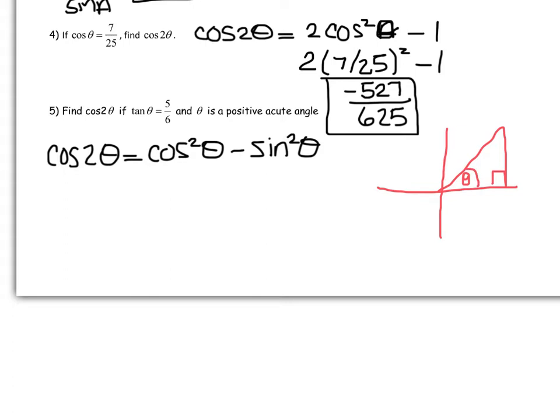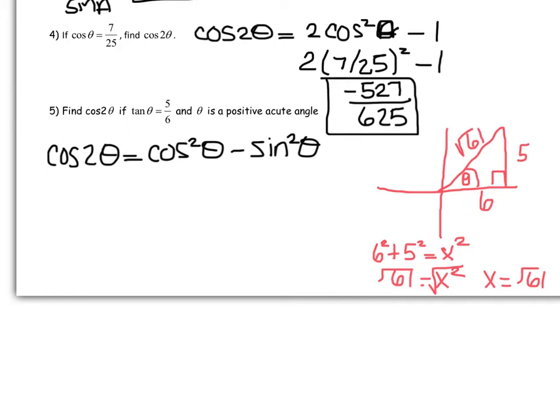So opposite would be 5. Adjacent would be 6. Now, in order to find cosine and sine, I need the hypotenuse. So we can use the Pythagorean theorem for that. So this would be what? 6 squared plus 5 squared equals x squared. And you get 61 when you add them. So obviously you take the square root and you get x equals the square root of 61. So that would be my hypotenuse.